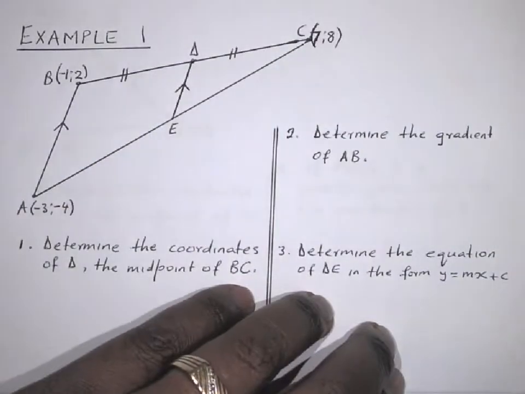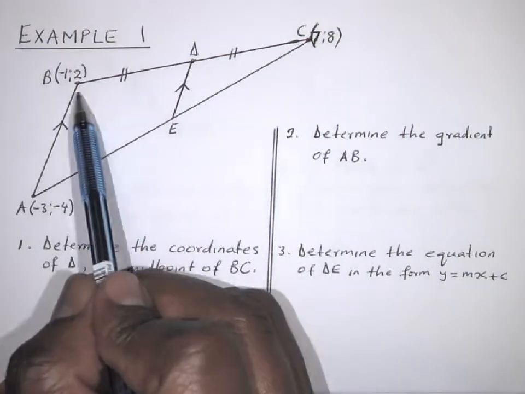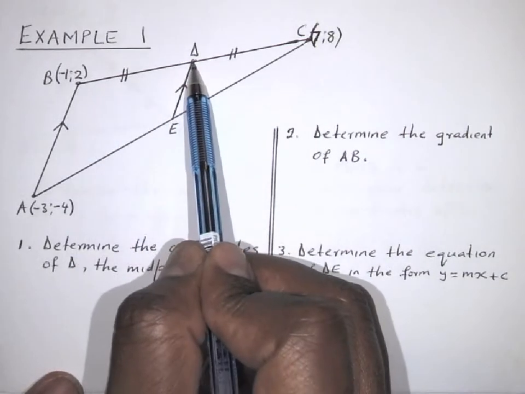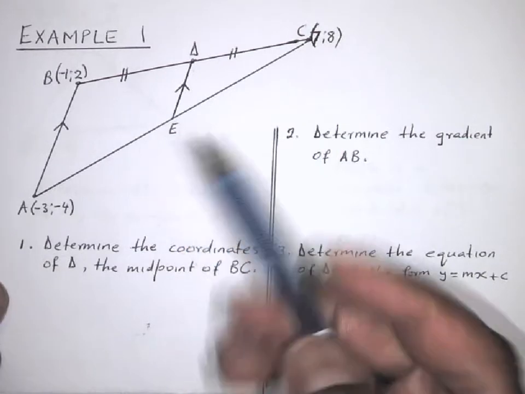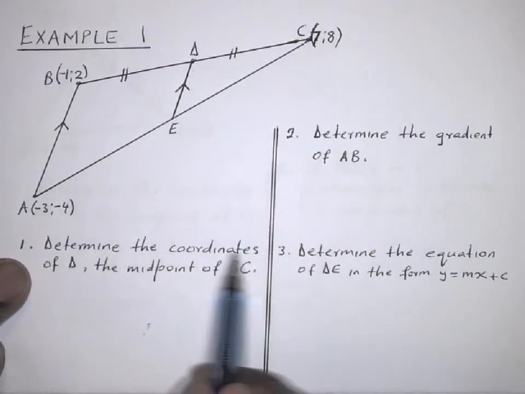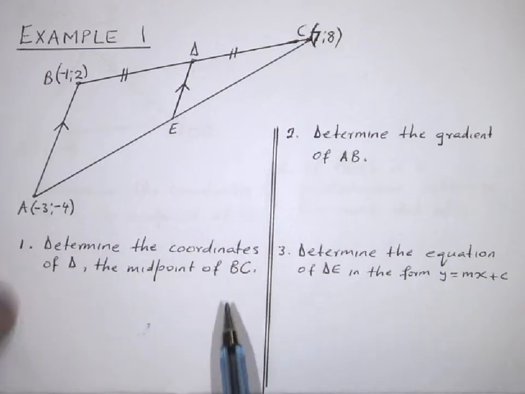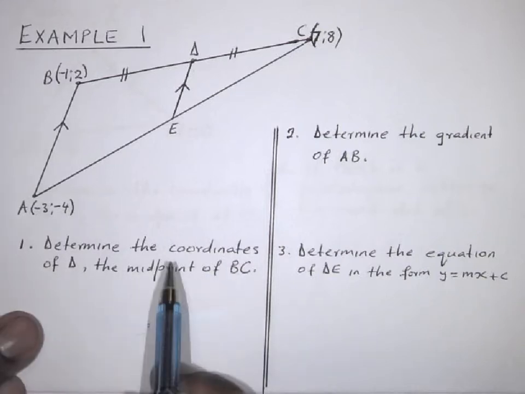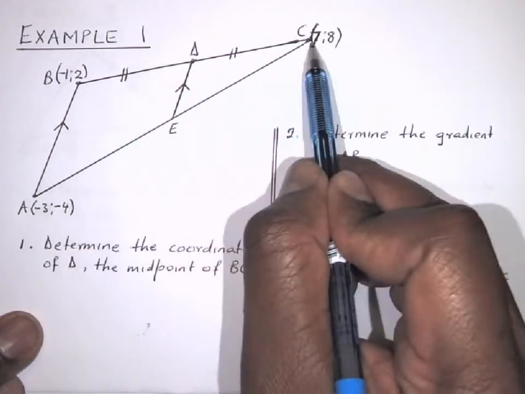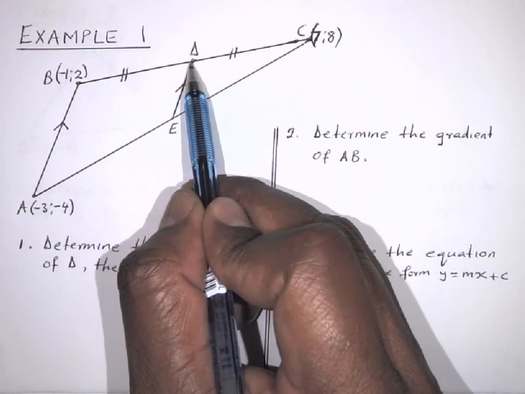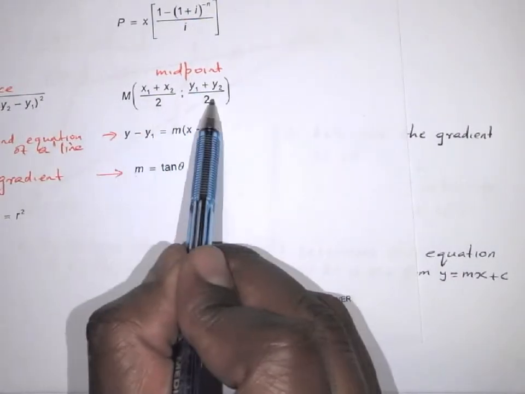Let's look at this question over here. We've got this diagram, triangle ABC, and then we've got a point D over there, where D is the midpoint. Let's check what the question is saying. It says here, determine the coordinates of D, and D is the midpoint of BC. So to find the coordinates of D, if D is the midpoint of BC, we use this formula that we spoke about. We said this is for the midpoint, so we'll use this formula here.